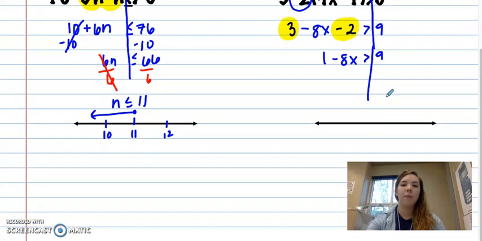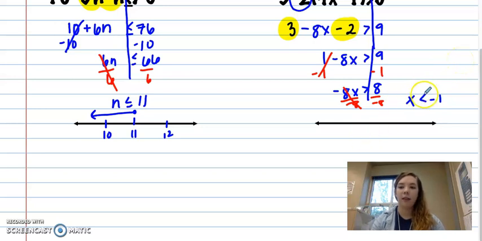And now I have a two-step. So at this point, I'm going to subtract 1 because it's positive from both sides. And we have negative 8x is greater than 8. And then I'm dividing by a negative 8, which means I'm going to have to flip my sign since I divided by a negative. So I have x is less than negative 1. So an open circle pointing left.